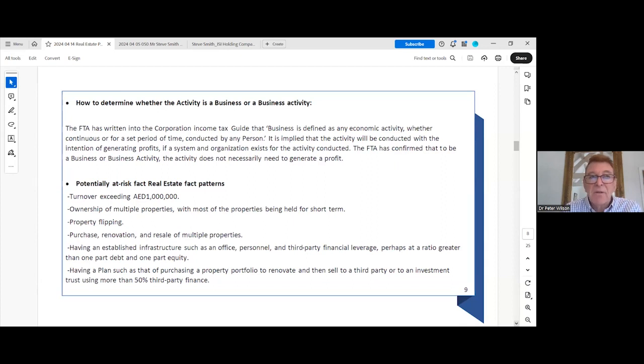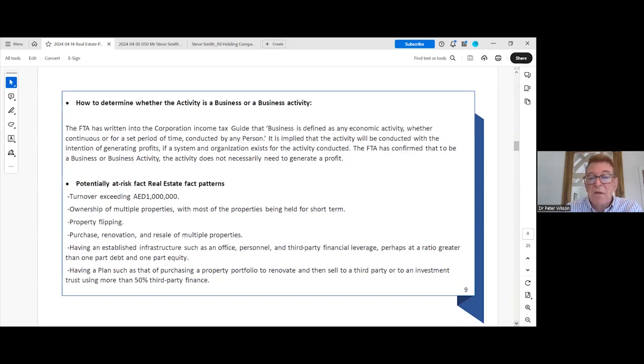Where we get into complexities, of course, would be if some of the properties are held for less than 12 months and some of them are held for more than 12 months. And that might give us a clue as to where our friend with the 10 properties might need to organise himself.